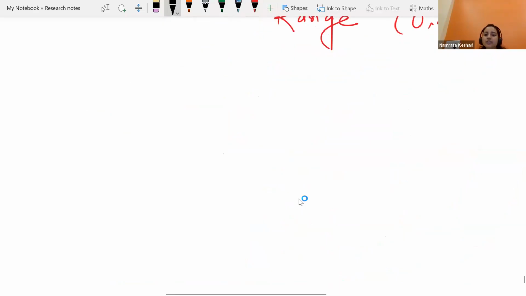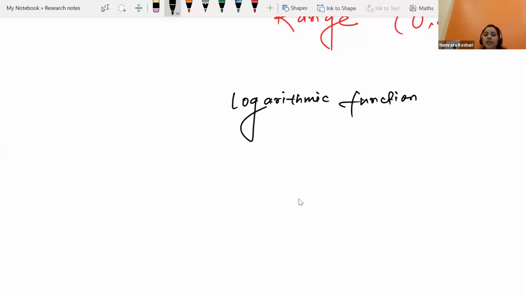This was all about the exponential function. We understood what an exponential function is, right? Now what is a logarithmic function? Any function which looks like this, log b base a.